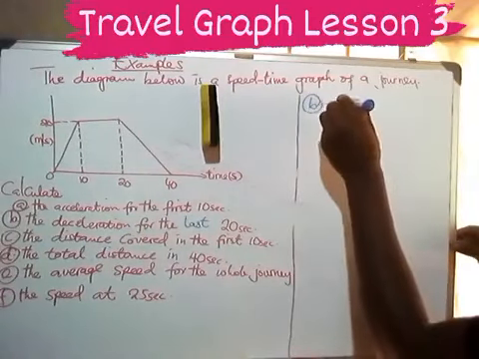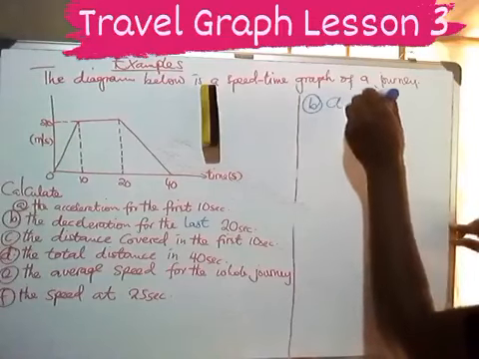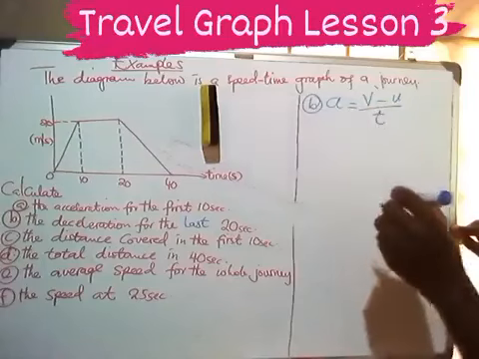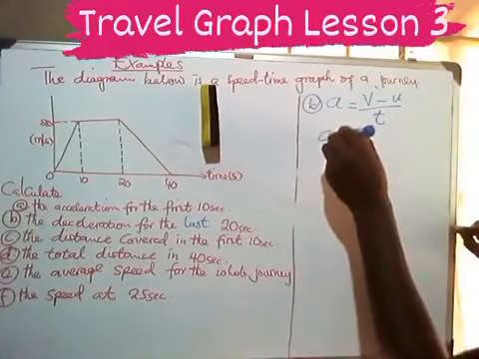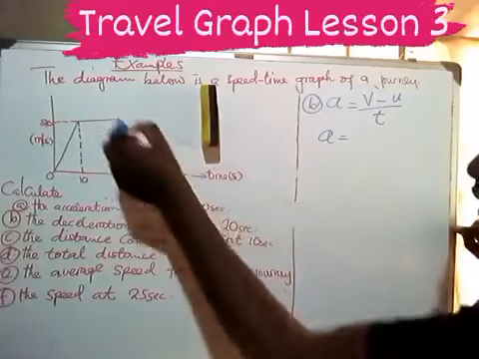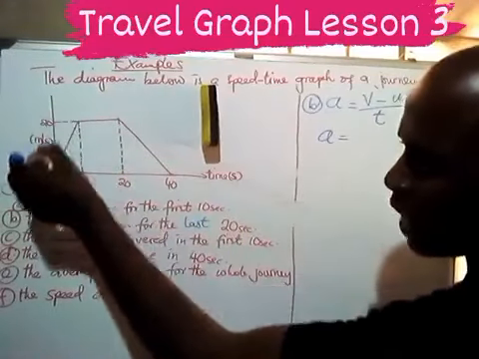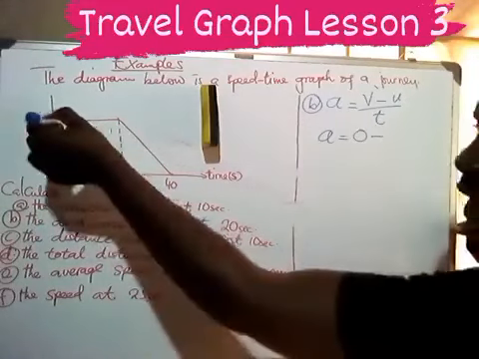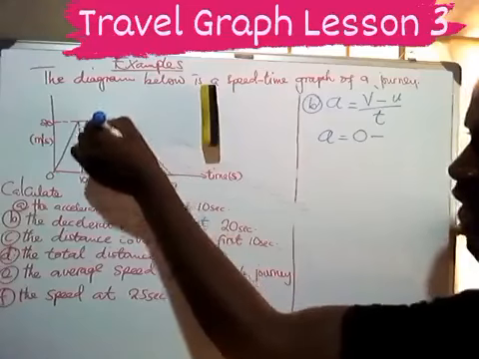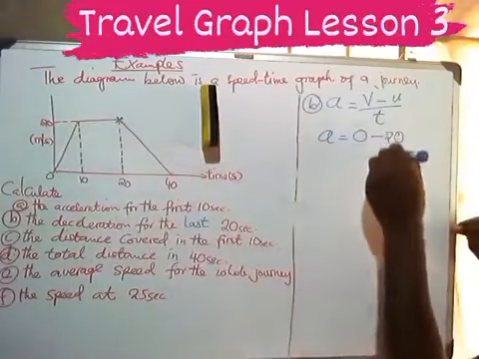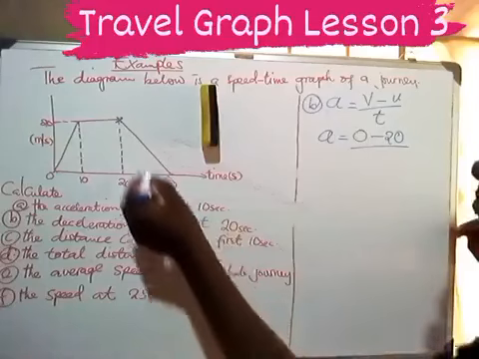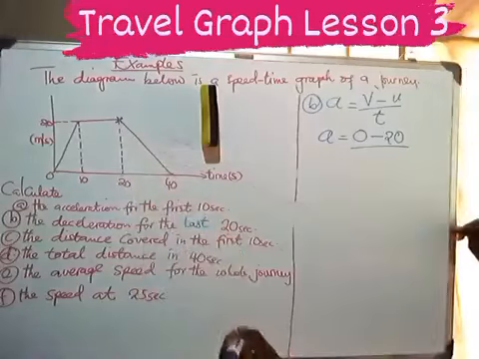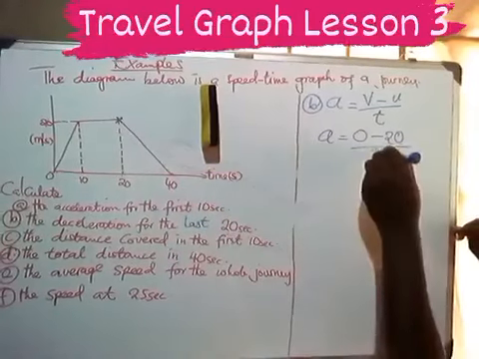Deceleration, we said, is negative acceleration, meaning final velocity minus initial velocity over time taken. What is our final velocity from here up to here? Our final is 0. 0 minus, where is it coming from? It is coming from here, which is our 20. What is the time taken? The time taken is from here up to here, which is 20, because 40 minus 20 is 20.